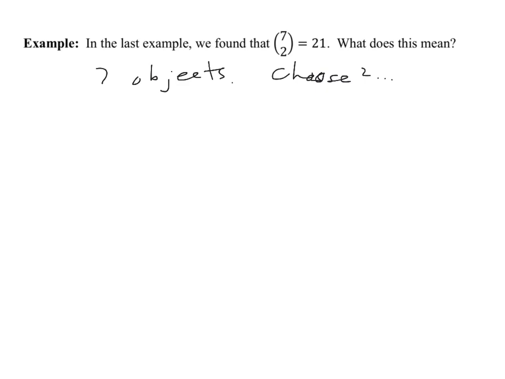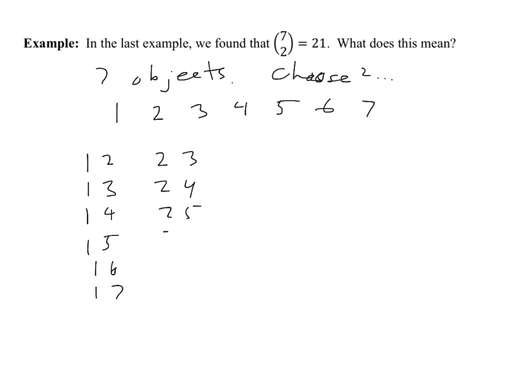Imagine that you had objects 1, 2, 3, 4, 5, 6, 7. We might wonder, how many ways could I choose 2 of these numbers? Well, I could do 1 and 2, or 1 and 3, or 1 and 4, 1 and 5, 1 and 6, 1 and 7. Those are all the ways that I could do it while choosing 1. Then I could do 2 and 3, 2 and 4, 2 and 5, 2 and 6, 2 and 7. I could do 3 and 4, 3 and 5, 3 and 6, 3 and 7.